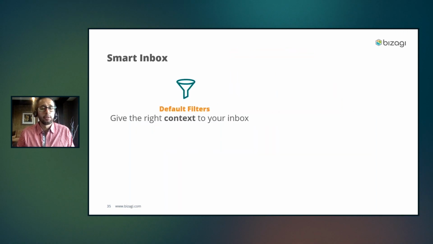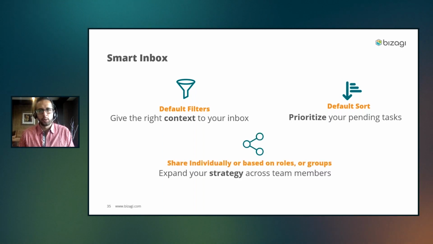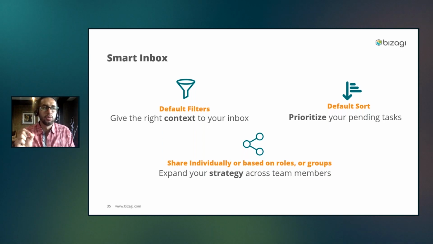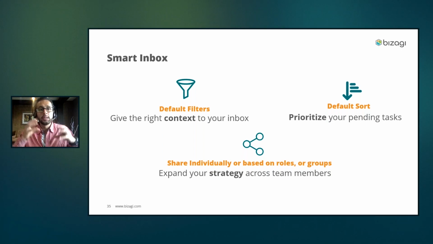This smart inbox will provide the option to create default filters. So according to the context and the inbox that you are working in, you can add specific filters. You can define the default sort option for your records, so you can prioritize your pending tasks in a much more efficient way. And finally, you can create this smart inbox and at the same time share that inbox with another user based on the role or the group that they belong to, right? So you can now have even more control and more consistency in the way your users are working.